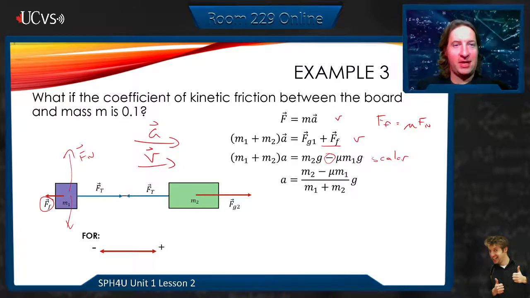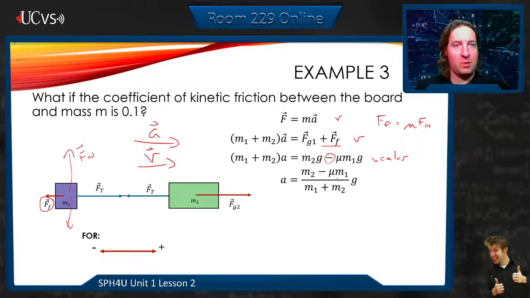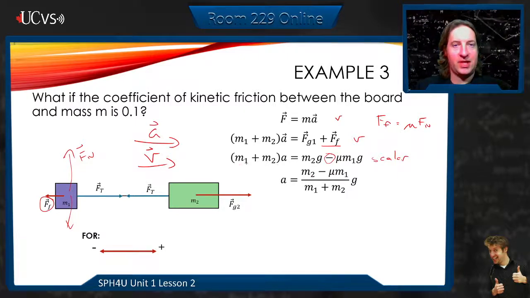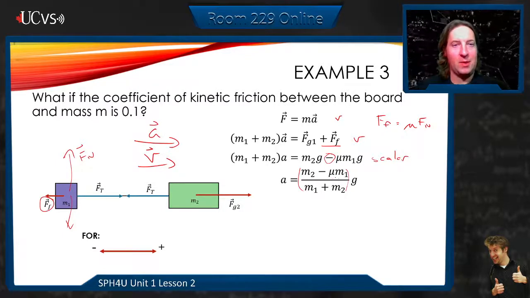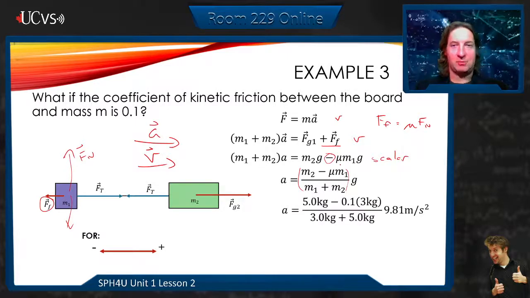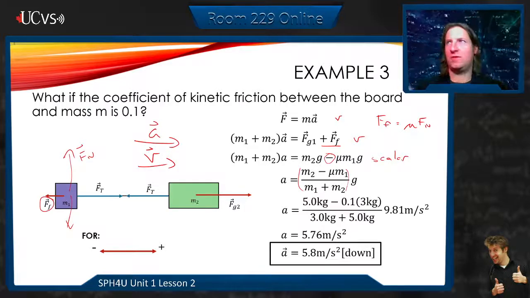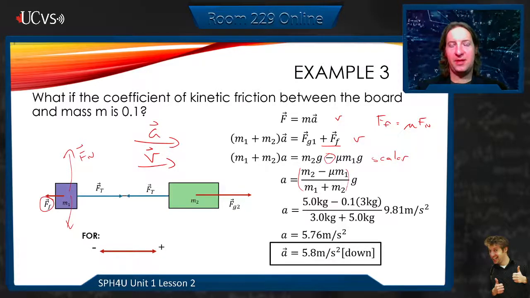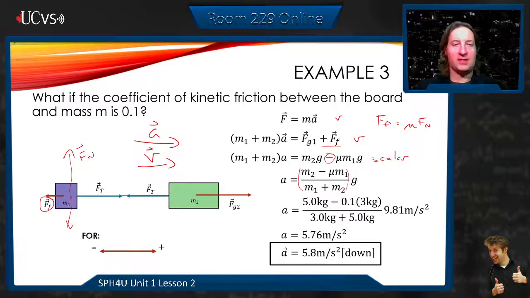I'm going to factor out G from these two terms. So I'm going to be left with M2 take away mu M1, and then divide both sides by M1 plus M2. And again, I have my slowing down term, but this term is a little bit more complicated because there's a mu M1. But again, I can just plug in my numbers, and it's now 5.76 or just 5.8. So we went from 6.1, I think it was, meters per second squared, and now because of the friction acting on M1, we're even slower at 5.8 meters per second squared.